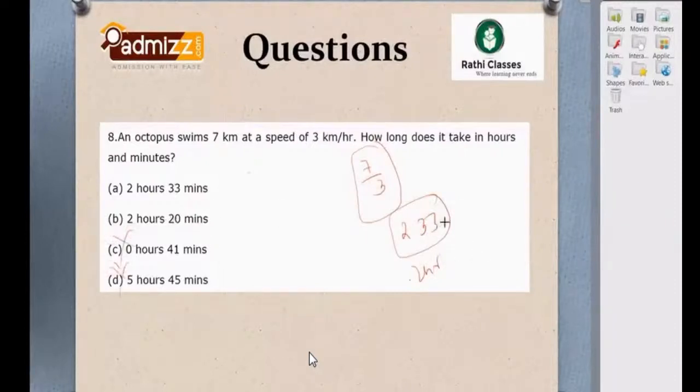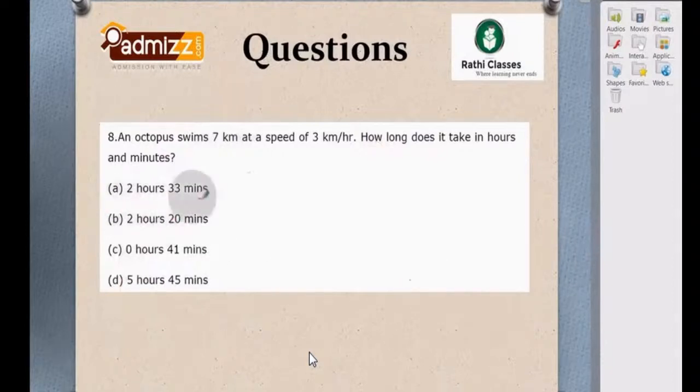So 2 hours. 0.33 means it is 1/3. 1/3 hour implies in minutes, you need to multiply by 60. So the answer is 2 hours 20 minutes. So the option would be B. That is very easy. The first option is 2 hours 33 minutes. Always keep in mind that when we convert hours into minutes, it is a multiple of 60, not 100.